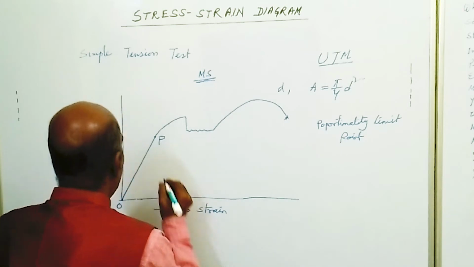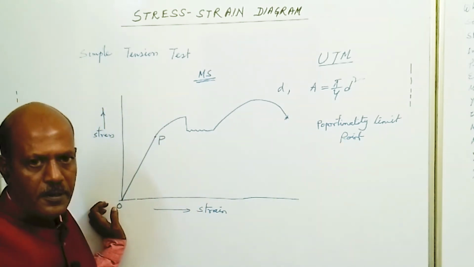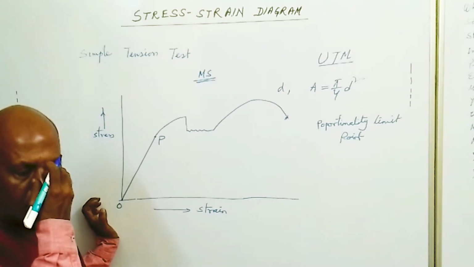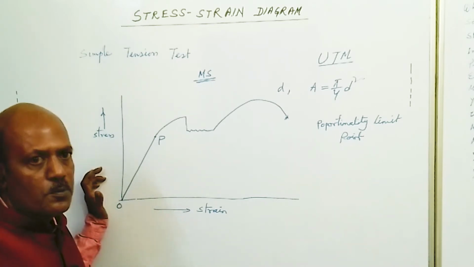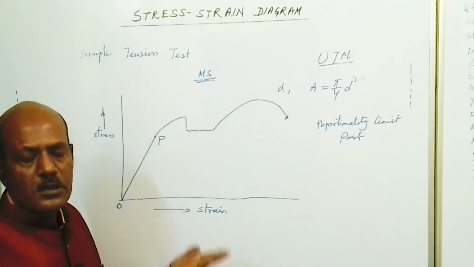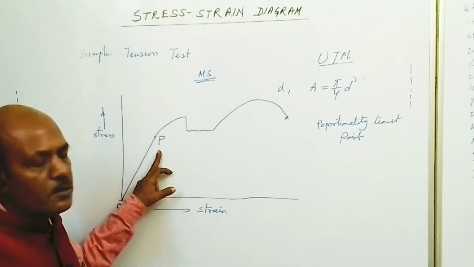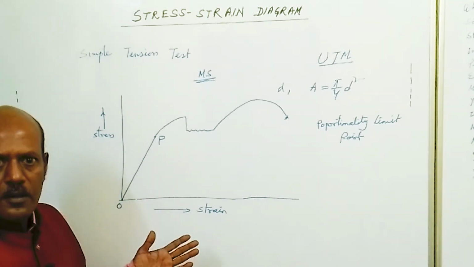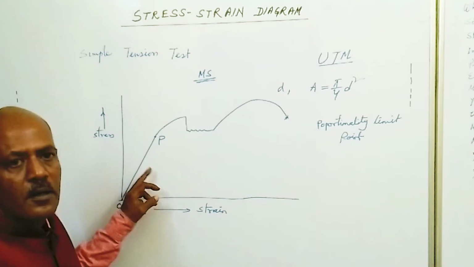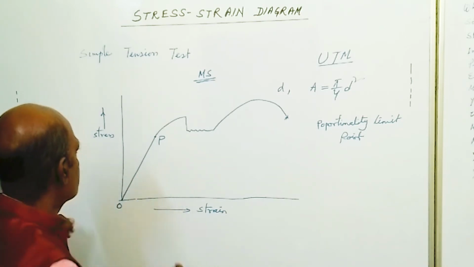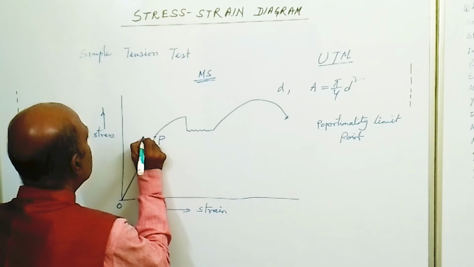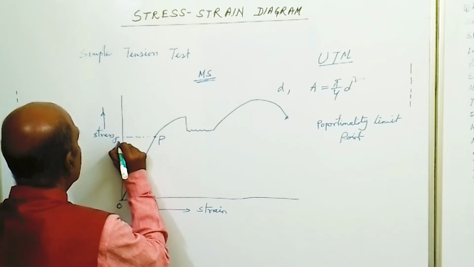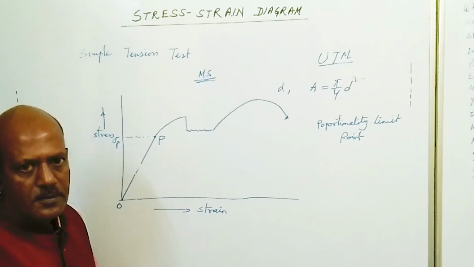Up to this point P, the stress is directly proportional to strain. So Hooke's law is obeyed up to this point. This point P, up to which the curve is a straight line, is known as the point of proportionality, and up to this point the body obeys Hooke's law. The corresponding stress is given by sigma P, the proportional limit stress.